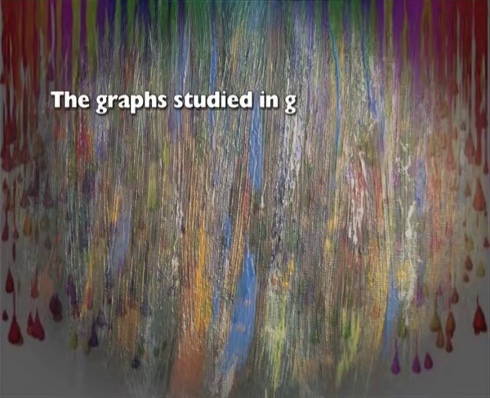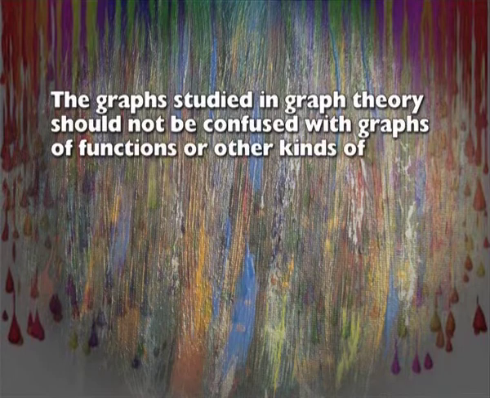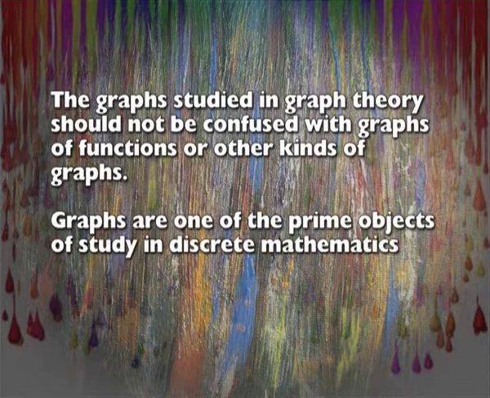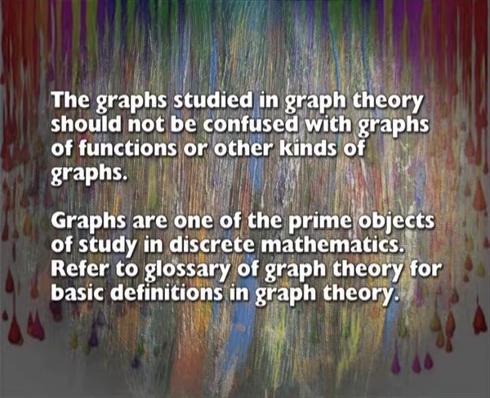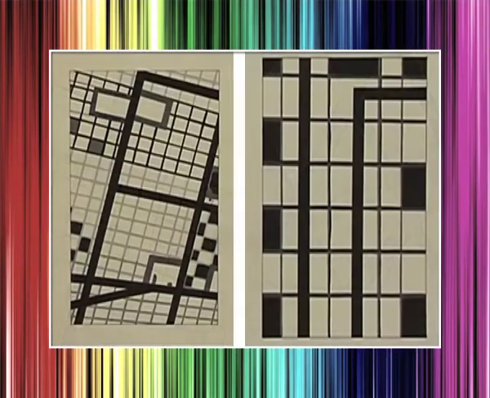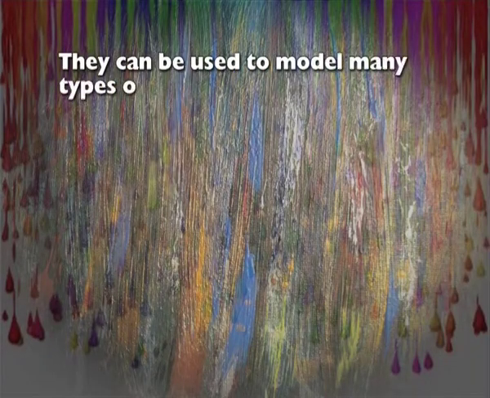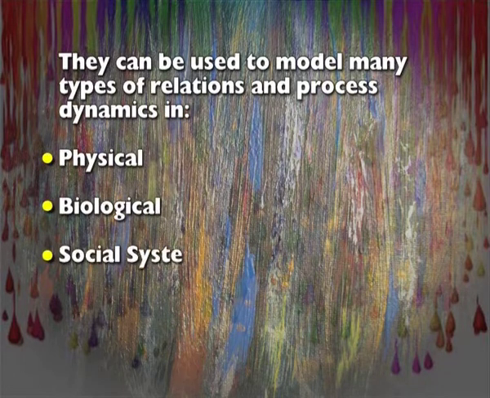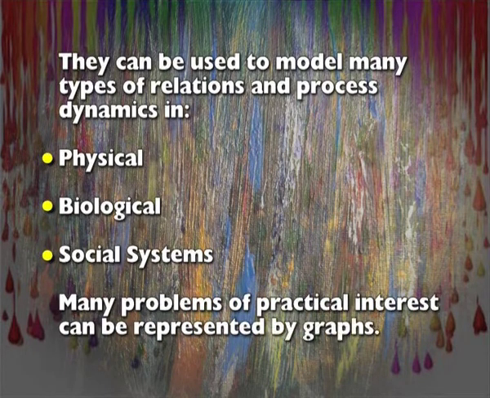The graphs studied in graph theory should not be confused with graphs of functions or other kinds of graphs. Graphs are one of the prime objects of study in discrete mathematics. Refer to the Glossary of Graph Theory for basic definitions in graph theory. Graphs are among the most ubiquitous models of both natural and human-made structures. They can be used to model many types of relations and process dynamics in physical, biological, and social systems. Many problems of practical interest can be represented by graphs.